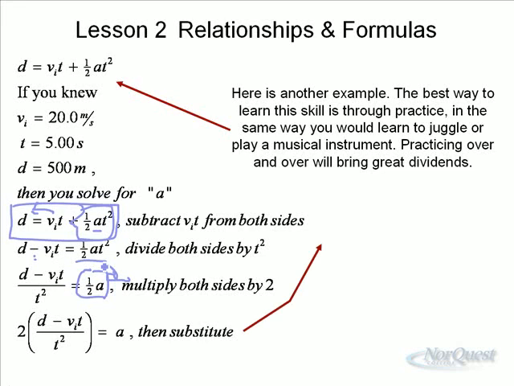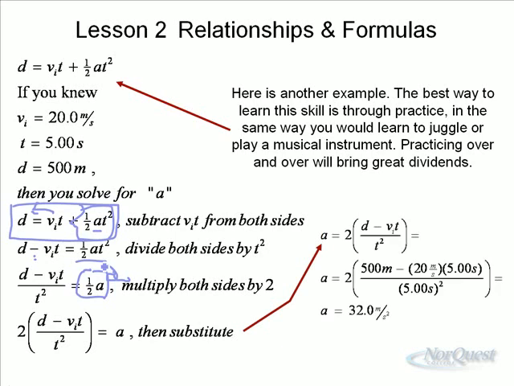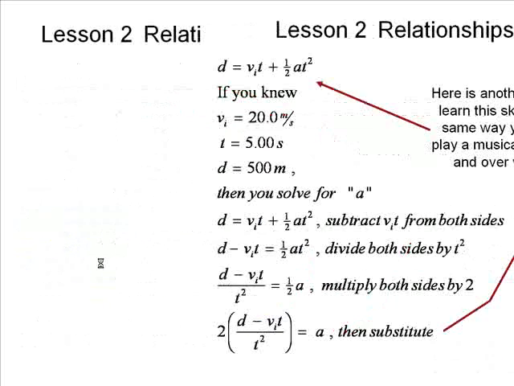Then we substitute our values from above into this algebraic solution. a is equal to 2 times (d minus v_i t) over t squared: 500 minus 20 times 5. You'll notice that the 20 meters per second times 5 seconds gives you 100 meters. So it's 500 meters minus 100 meters, and then we divide that by 5 seconds squared. And we end up with 32 meters per second squared. That is the acceleration of the object in this particular situation.